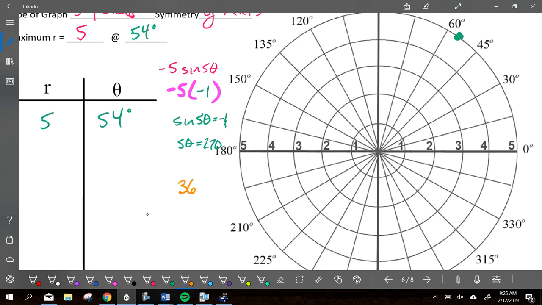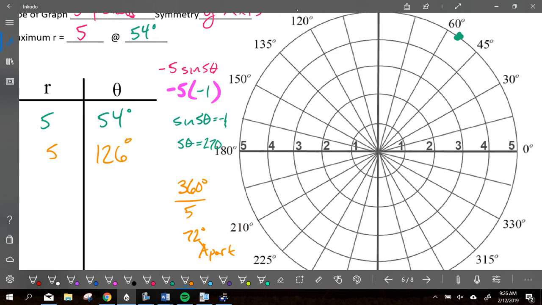I have 360 degrees on my graph. I'm going to divide that by 5 equal petals. So every rose petal is going to be every 72? Yeah, every 72 degrees apart. And so all I need to do is take 54 plus 72, and it gets me my next rose petal. My next rose petal is at 126 degrees.